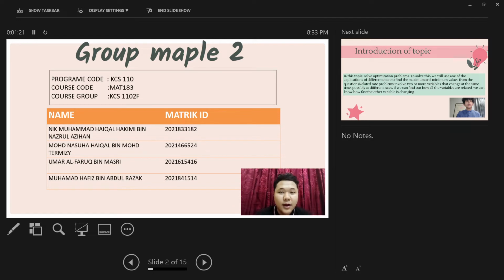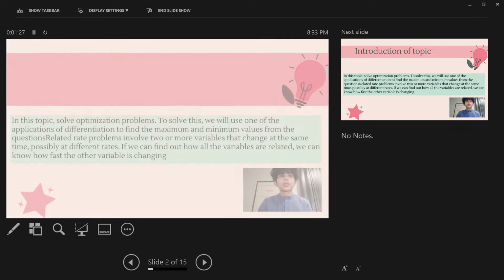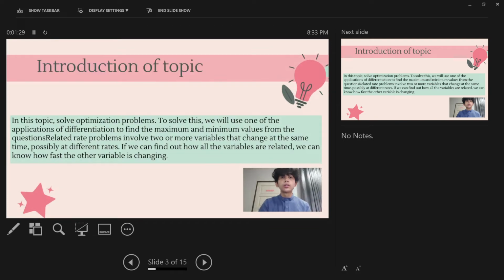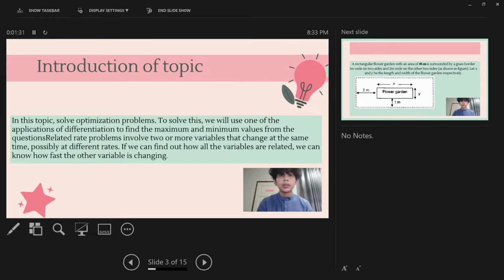So this is our group title, application of differentiation. Assalamualaikum. My name is Muhammad Nusaika bin Muhammad Timizi. My matric number is 2021-466-524. So our topic is application of differentiation.